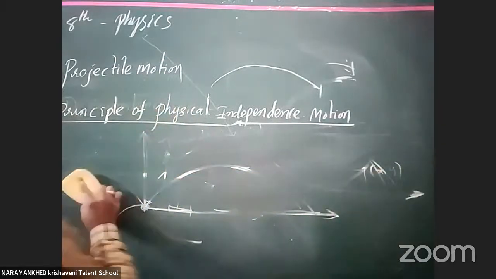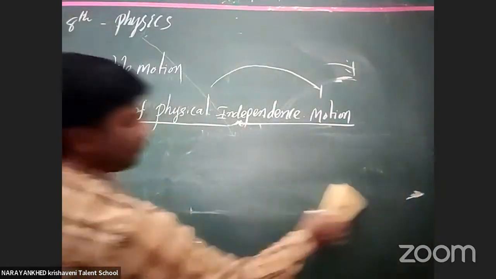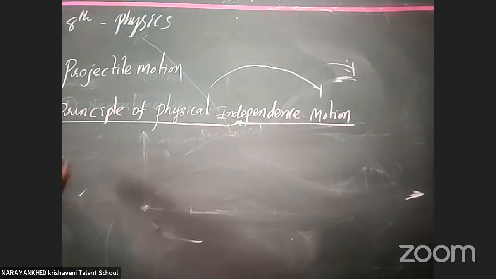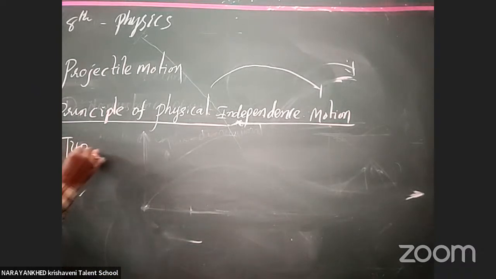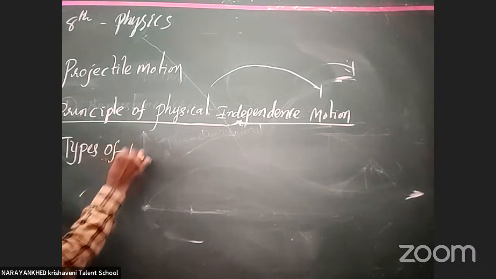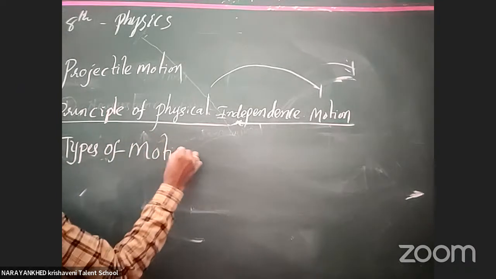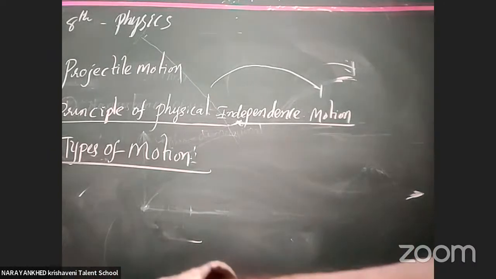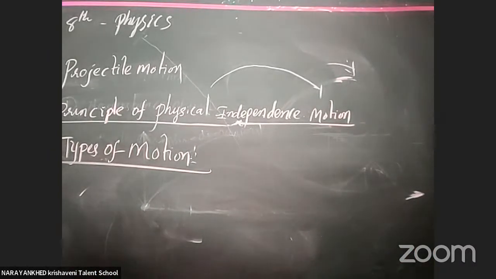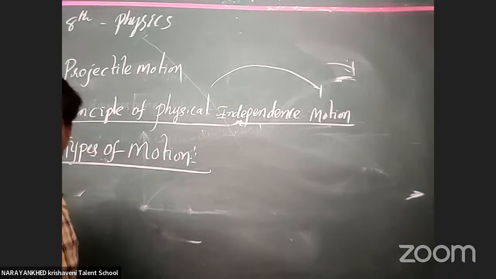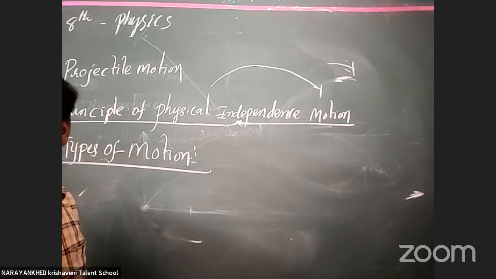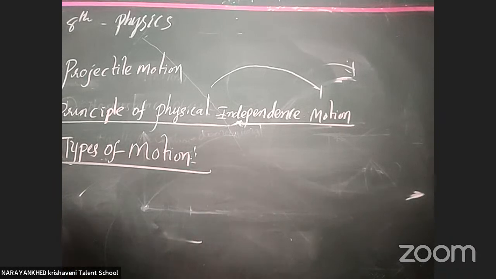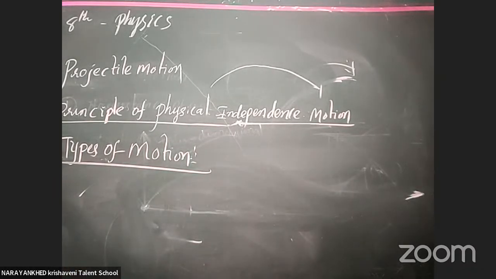Next one is types of motion. There are different types of motions. We are going with projectile motion, which you already discussed in your 6th class. The different types of motion are oscillatory motion, rectilinear motion, curvilinear motion, and vibratory motion. Clear or not? These are all completed. Now, about our projectile motion.